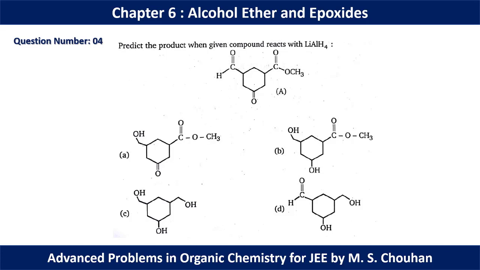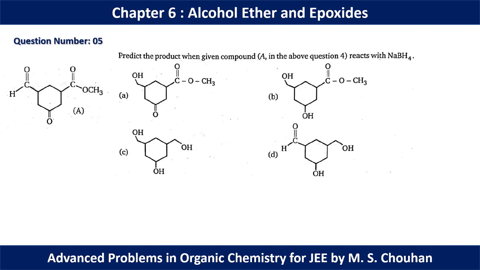In question number 4, we have used lithium aluminum hydride, which is a strong reducing agent and it can reduce almost all the carbonyl compounds. Here we have an aldehyde, it will be converted to a 1 degree alcohol. This is a ketone, it will be converted to a 2 degree alcohol. This is an ester, it will be converted to a 1 degree alcohol. So the final product after the reduction will be option C, because all the functional groups here are already converted to alcohol.